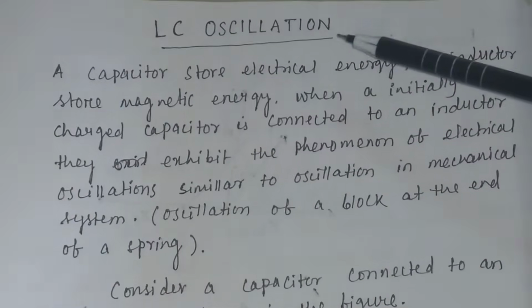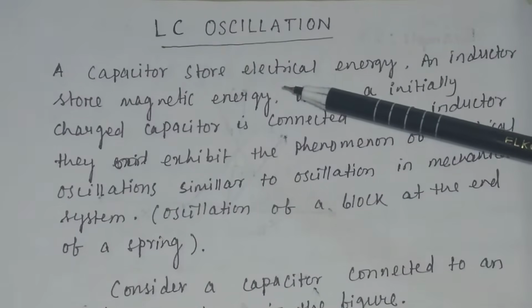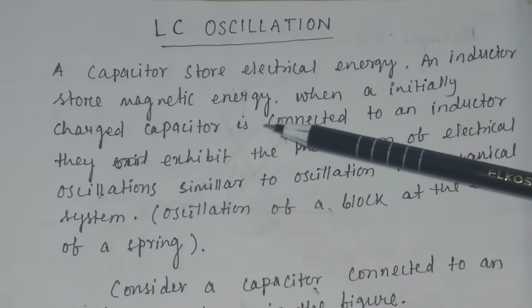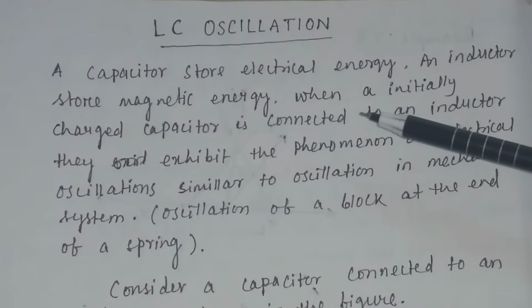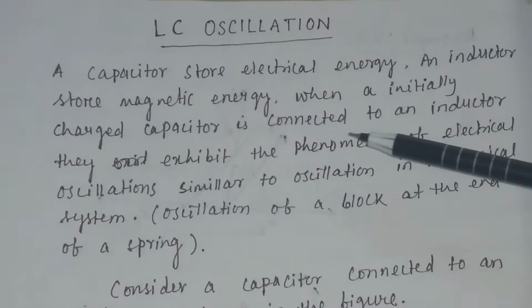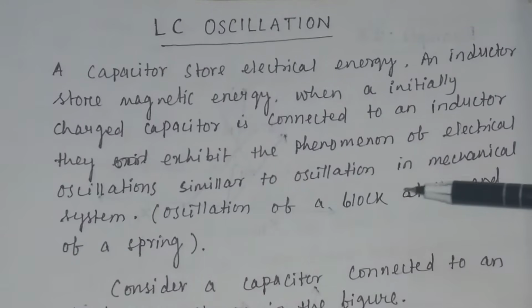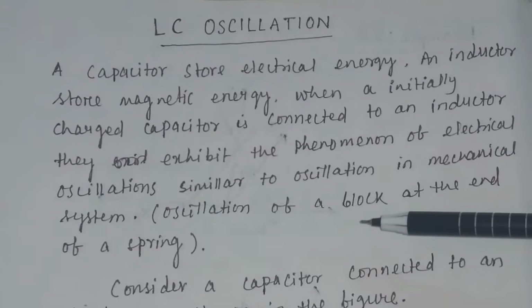LC oscillation, or oscillation in an LC circuit. We know a capacitor stores electrical energy and an inductor stores magnetic energy. When initially a charged capacitor is connected to an inductor, they exhibit the phenomenon of electrical oscillation, which is similar to the oscillation in a mechanical system, that is, the oscillation of a block at the end of a spring.